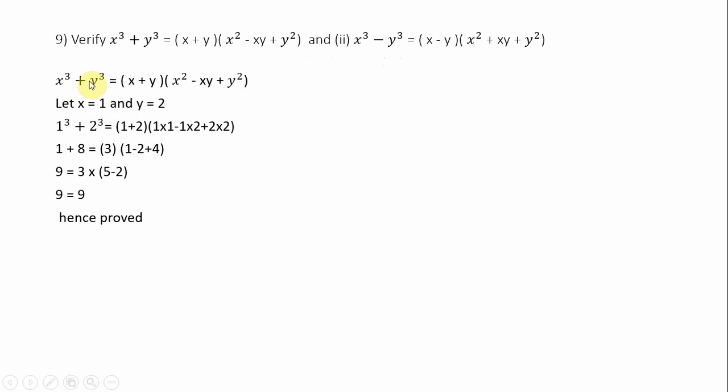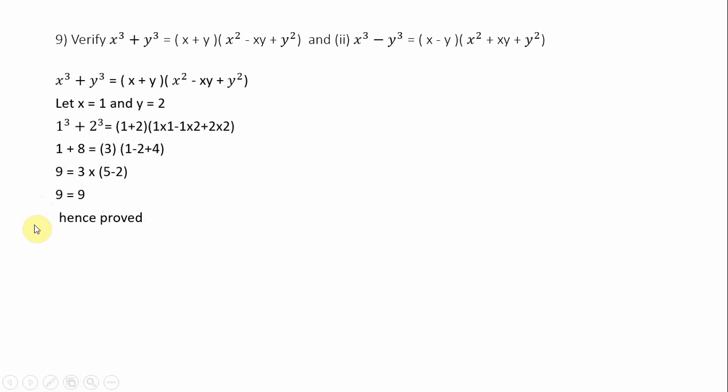So in your LHS, x cube plus y cube is replaced with 1 cube plus 2 cube, is equal to (x plus y), that means (1 plus 2), into (x square, 1 into 1) minus (x into y, 1 into 2) plus (y square, 2 into 2). Now 1 cube is equal to 1 and 2 cube is equal to 8. Now 2 plus 1 is equal to 3, and now it is 1 minus 2 plus 4, right? Now the left side is 1 plus 8, equal to 9. Now the right side: 3 into, here both the positives we add, 1 plus 4 is equal to 5, 5 minus 2. So 5 minus 2 is equal to how much? 3. So 3 into 3 is also 9. So we have proved this.